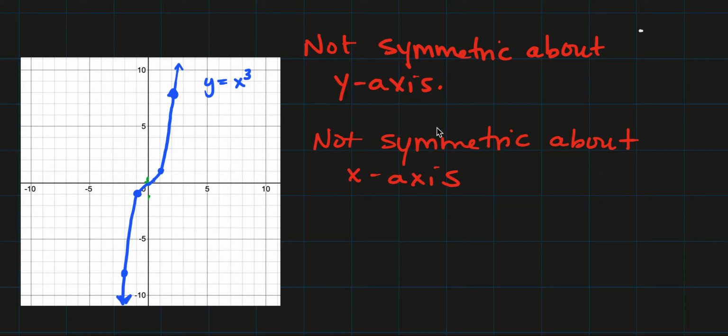And we can check this by using the equation. The equation is y is equal to x cubed. If we plug in negative y, we get negative y is x cubed, and this negative does not go away.